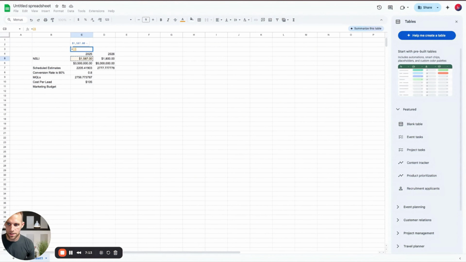Yeah, because what I would say is, if you wanted to, you could figure out what you want to spend with your NSLI where it's at right now. If you wanted your spend to be 8% of revenue, you do that times 0.08. And that means that you have to spend $126 or less to get your scheduled estimates. And you'd have to spend, let's do this, divided by 0.8. Whoops.